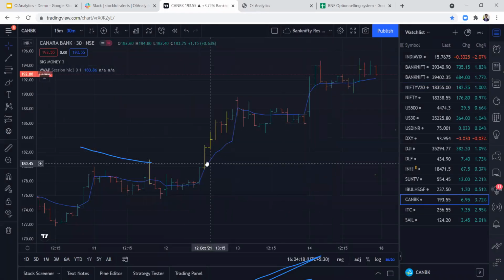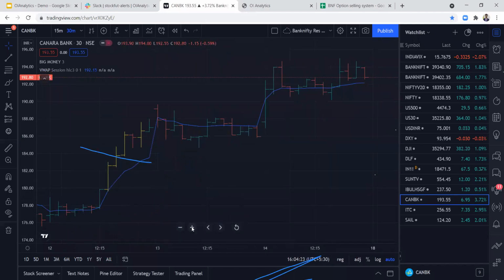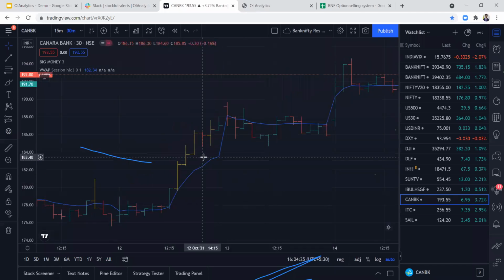So this is Canara Bank and what it was doing. If you see, these are all yellow candles with buying, right? So it was taking support at the low of this yellow candle.